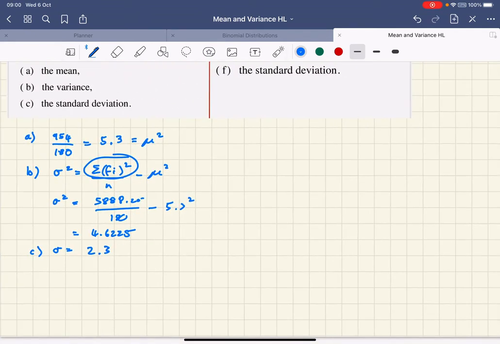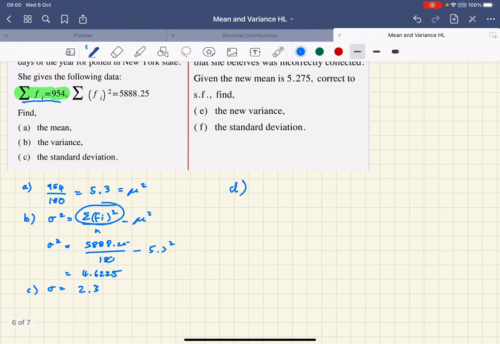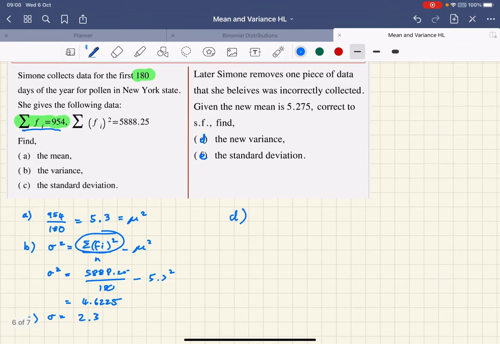Now that's the first one. That's actually quite a straightforward, very standard question, if you like. Now for D, I've got E and F here written, it should be D and E. So D and E. Simone removes one piece of data that she believes was incorrectly collected. Given the new mean is this.